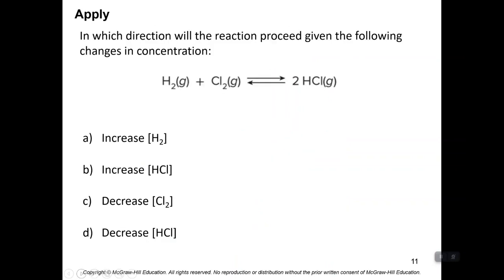Right, let's do an example. In which direction will the reaction proceed given the following changes in concentration? So the first thing I'm going to do is increase H2. So H2 is right here, and I'm going to increase it. Well, that means that my reaction is going to proceed to the right, because now I have too many reactants. So it will proceed to the right until that equilibrium is reestablished. So it goes to the right, meaning it's going to produce product.